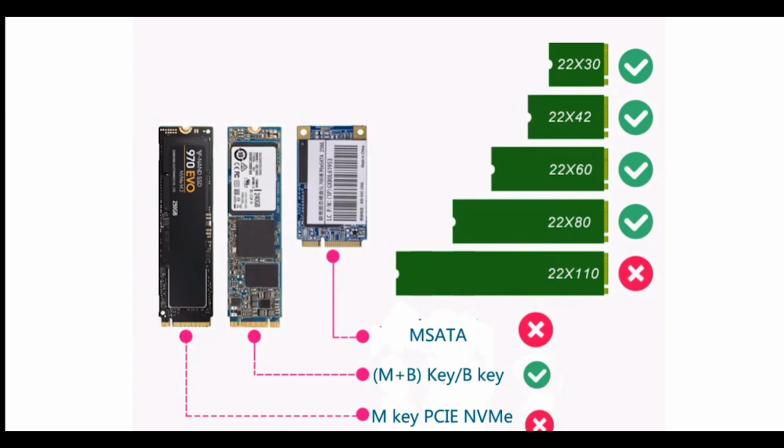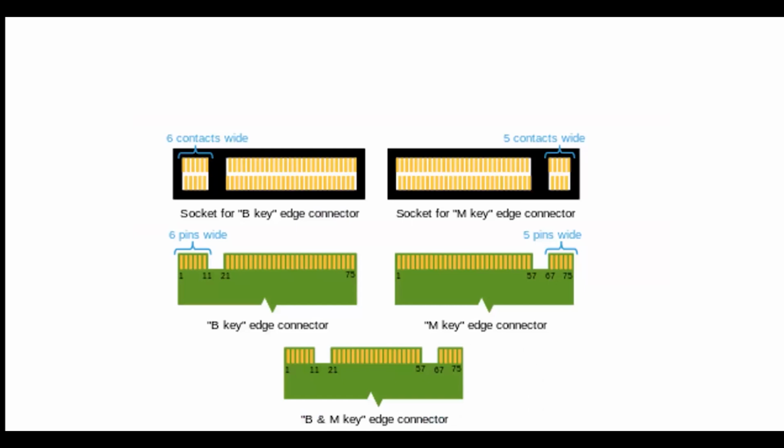NGFF comes in half a dozen different lengths. They're always 22 millimeters across, and they can be 30, 42, 60, 80, or 110 millimeters long. And notice the connector is at one end with the keying on it. I'm talking about the keying because the keying is important. And at the opposite end, there's a notch for attaching it to the board. That notch will become important in a minute.